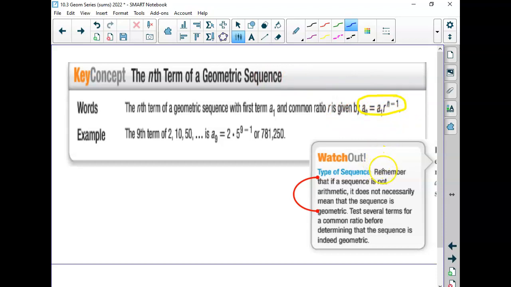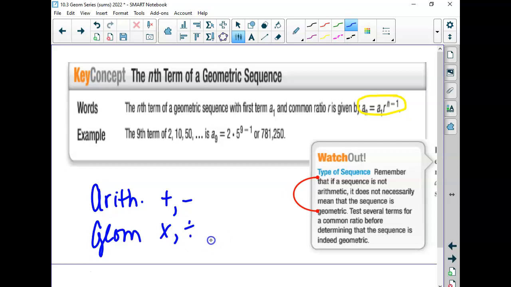The nth term of a geometric sequence, you already have this on your reference sheet. It says, remember that if a sequence is not arithmetic, it doesn't necessarily mean it's geometric. Someone tell me the difference between the two quick. Arithmetic means you're doing what? Adding or subtracting something to get the next term every time. And geometric means you're always multiplying, but we could look at it as multiplying or dividing because it could be a fraction, okay?